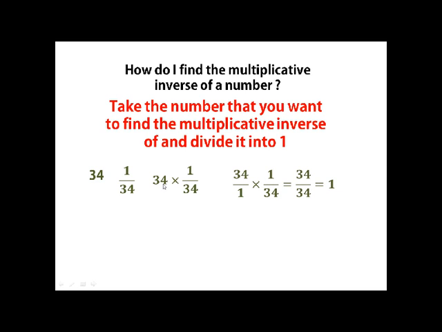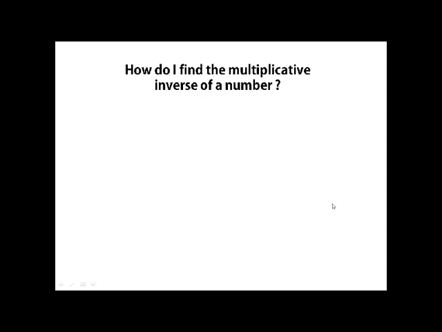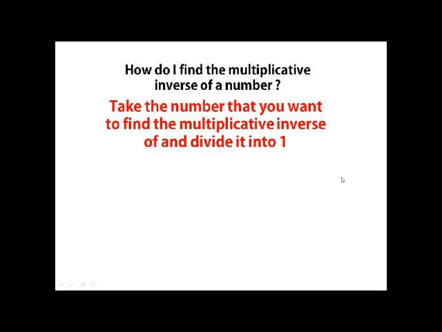Well, I can take this 34 and just make it 34 over 1, which makes it easier for a lot of people. So we have 34 times 1 equals 34. 1 times 34 equals 34. And 34 divided by 34 equals 1. How do I find the multiplicative inverse of a number? Once again, we take that number that you want to find the multiplicative inverse of and divide it into 1.